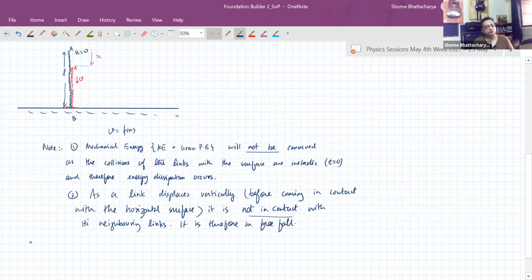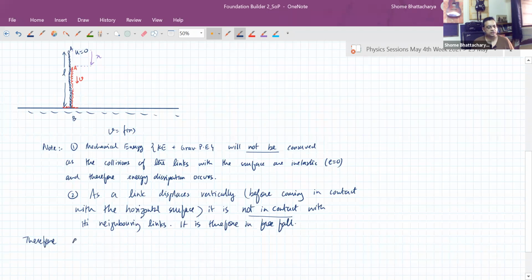So therefore we can see that as the chain falls through a distance of x, the top end A of the chain falls through a distance x. All the links which are in free fall have been in free fall for a distance of x. So we'll apply kinematics for them.